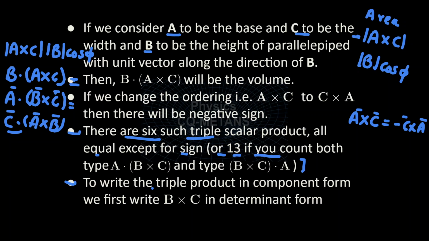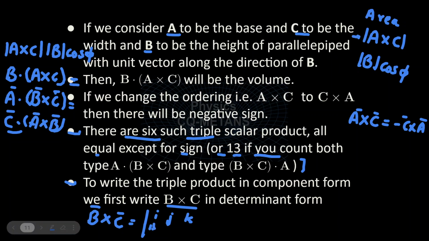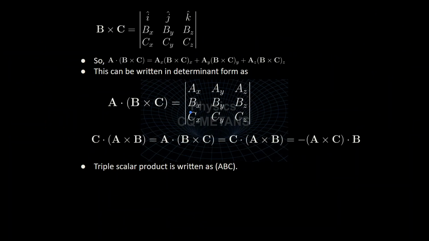So now to write the triple product in component form, we first write this B cross C. Now how do we write this B cross C? Remember, B cross C is equal to the determinant i, j, k. Then here we have the components Bx, By, Bz and Cx, Cy, Cz. So this is how we write the determinant, which is mentioned over here. So B cross C is this. Now we dot with A. So whatever this is, we dot with A.